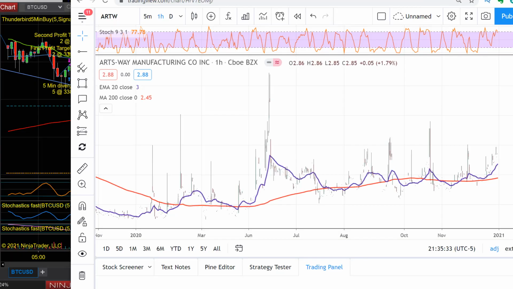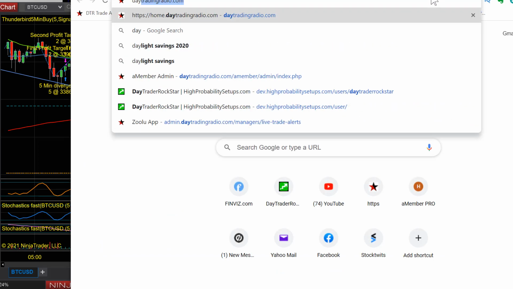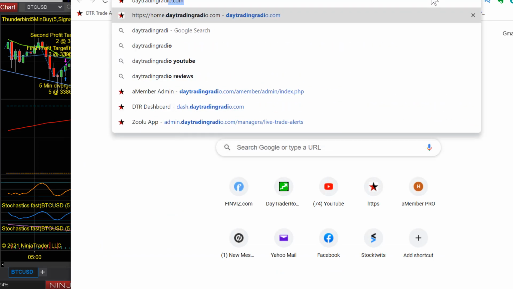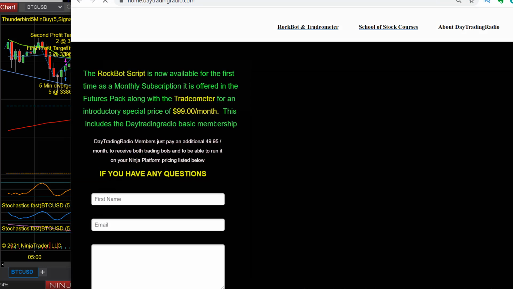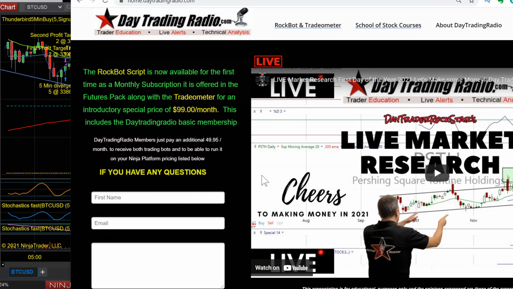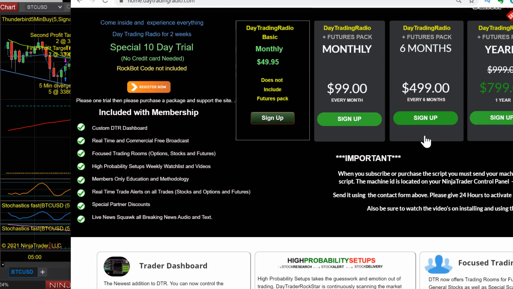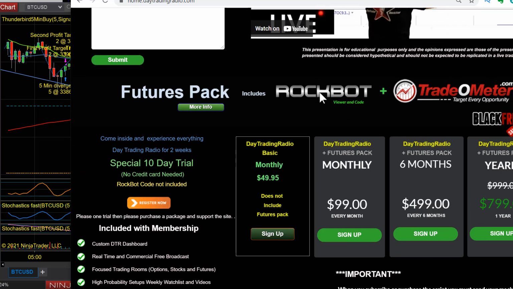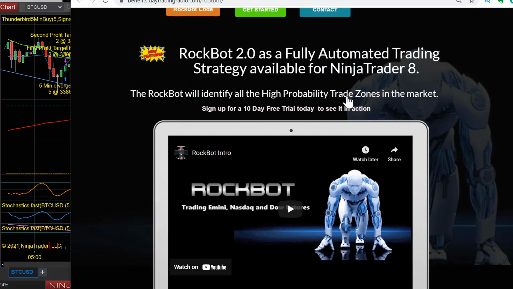If you want to get this set up pretty fast, go to DayTradingRadio.com and you'll see an area here that says RockBot Viewer, but I think we can get more information on the RockBot. You want to click on that, and that's going to bring you right to the RockBot page and the Tradometer page.